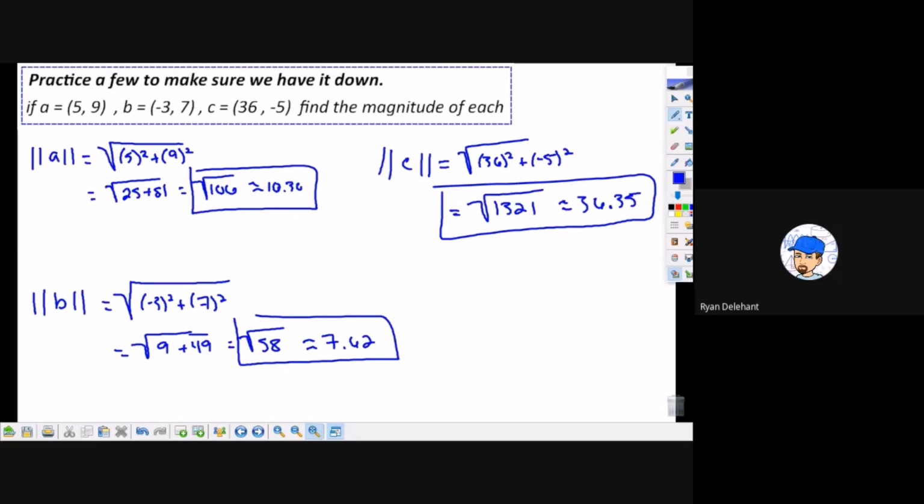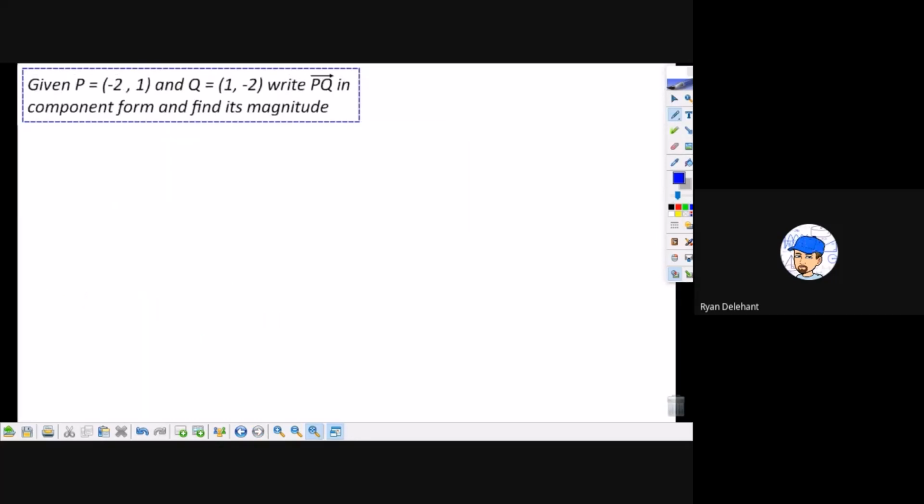All right, one more that I want to do together. Everybody okay with this? The magnitude is the Pythagorean theorem, okay? That's why we break it down into X and Y components, so we end up with a right triangle again. We're going to get a bunch of that, okay? All right, last practice problem. I want to kind of put all this together for us. So I say, given point P and point Q, I want to write the vector P to Q in component form, and I'm going to find its magnitude.